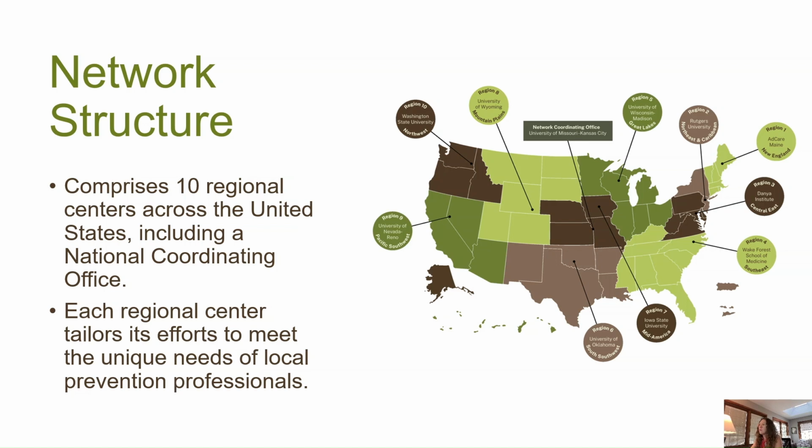Here is a brief overview of the network structure. It comprises 10 regional centers across the U.S., including a national coordinating office. Each regional center tailors its efforts to meet the unique needs of local prevention professionals. Mid-America is Region 7, and we are at Iowa State University. And we cover Nebraska, Iowa, Kansas, and Missouri.